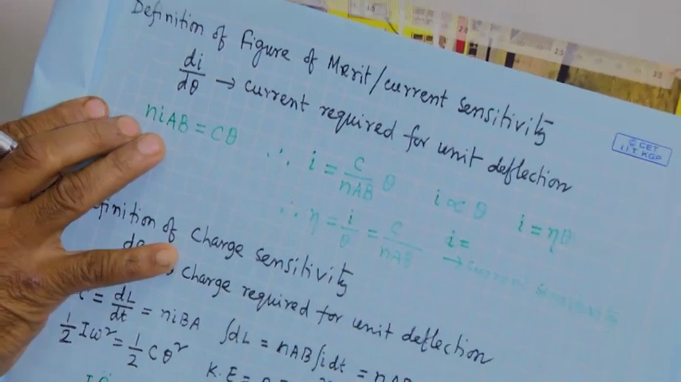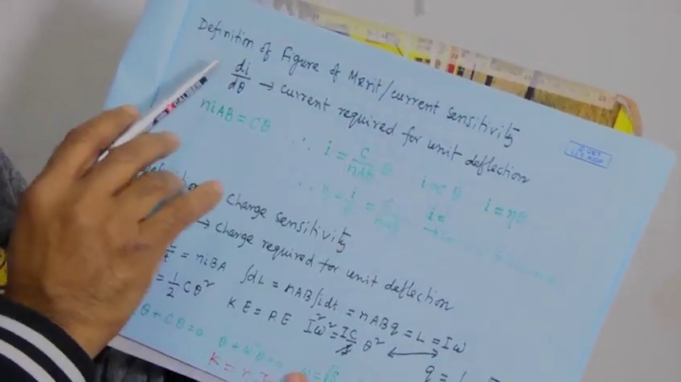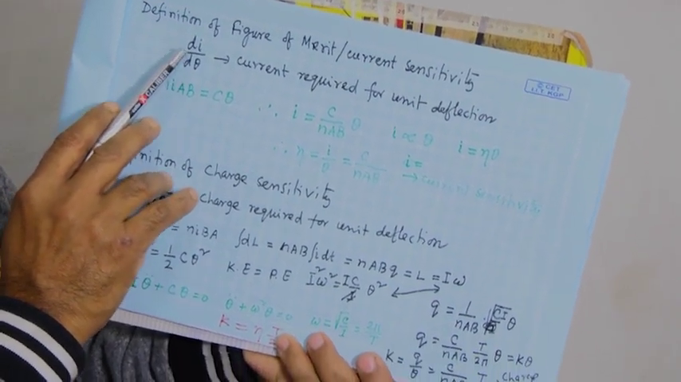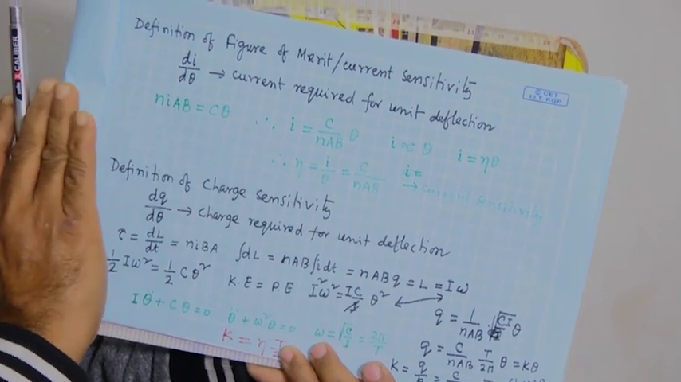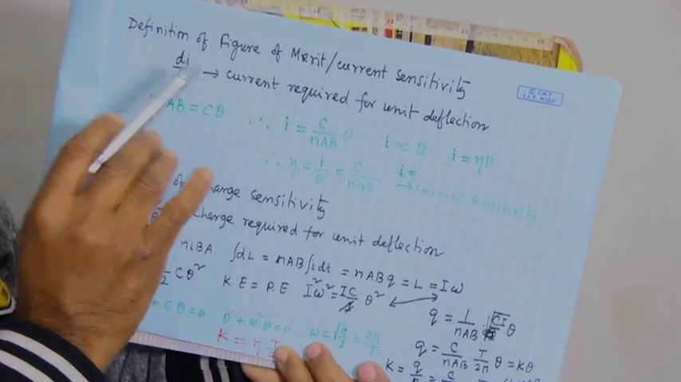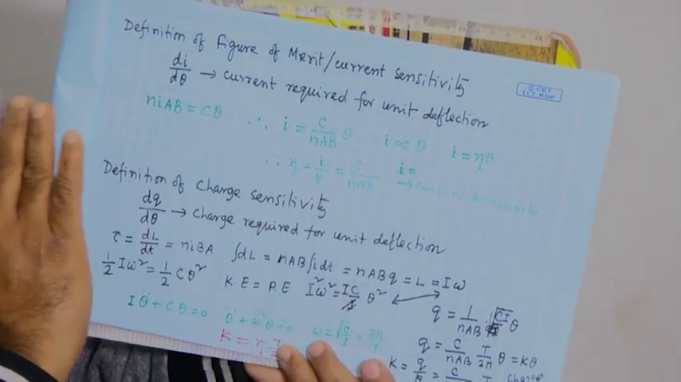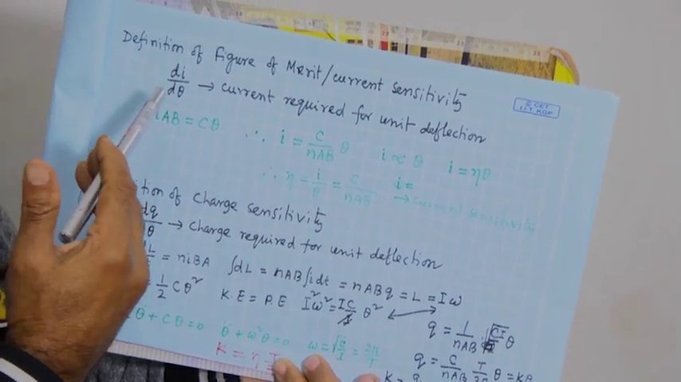So now what is the definition of figure of merit or current sensitivity? That is dI by dθ. It means what amount of current is required for unit rotation? For unit rotation, how much current is required?